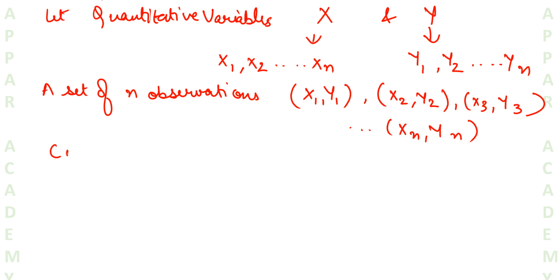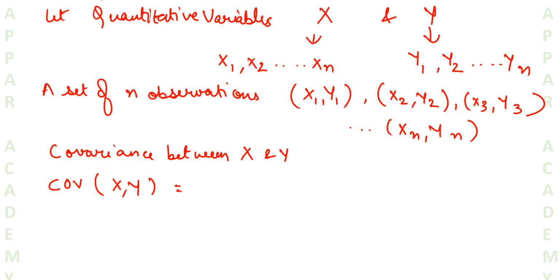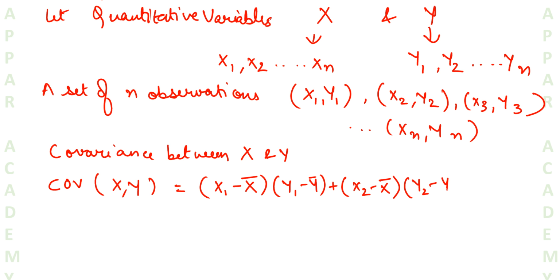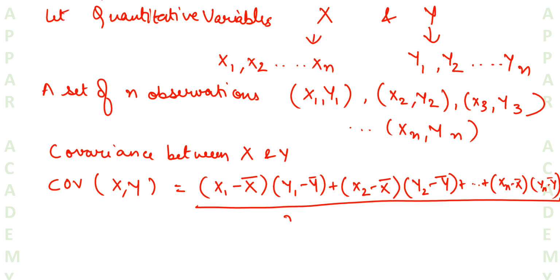If we have this, then the covariance between x and y, which is also denoted by covariance xy, is equal to x1 minus x bar into y1 minus y bar, plus x2 minus x bar into y2 minus y bar, plus till xn minus x bar into yn minus y bar. So we are simply subtracting x bar, that is the mean, from the observation x1, then subtracting y bar from the observation y1, multiplying them and summing it similarly for all the observations, upon n, where x bar is summation x upon n, and y bar is equal to summation y upon n.